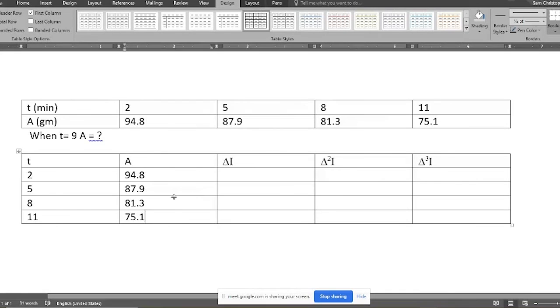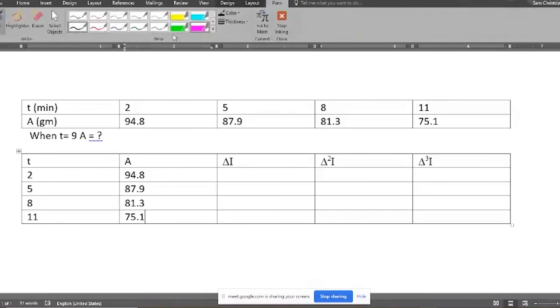So similarly, 75.1 minus 81.3. 75.1 minus 81.3 is minus 6.2. Minus 6.2. Minus 6.2 is important. Similarly, 81.3 minus 87.9 is approximately 6.6. Yes, minus 6.6. Next, 87.9 minus 94.8.